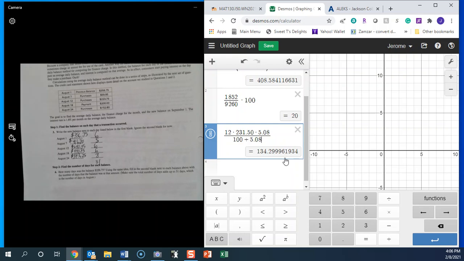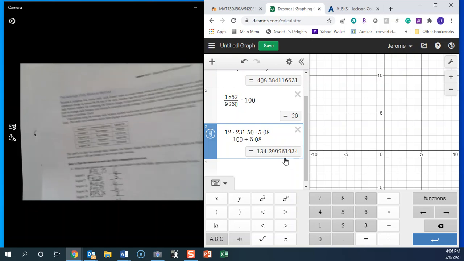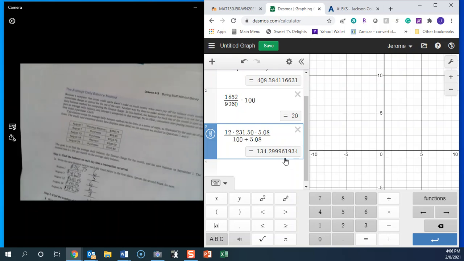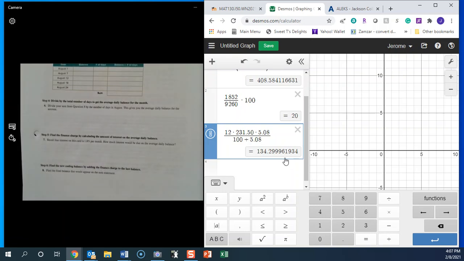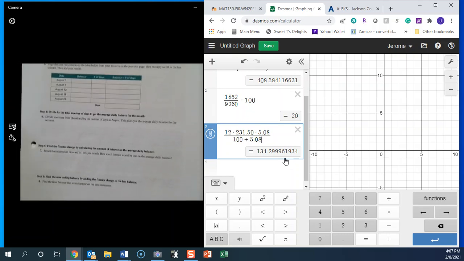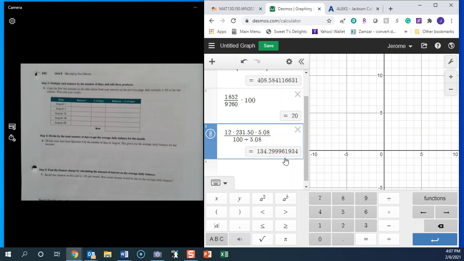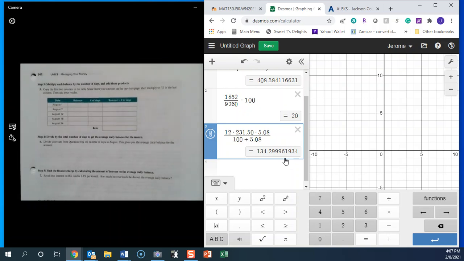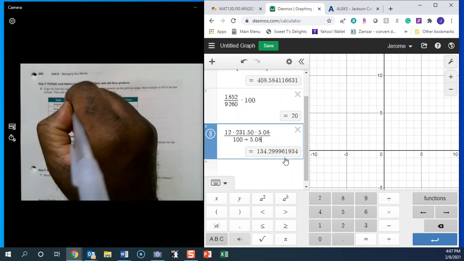So that took care of that problem. Now we're going to go over here to the next page. Now it says copy the first 2 columns in the table below from your answers on the previous page. Then multiply to fill in the last column. Then add your results.